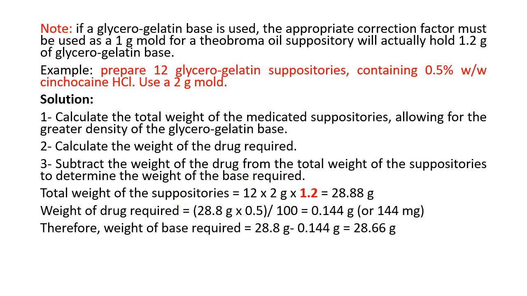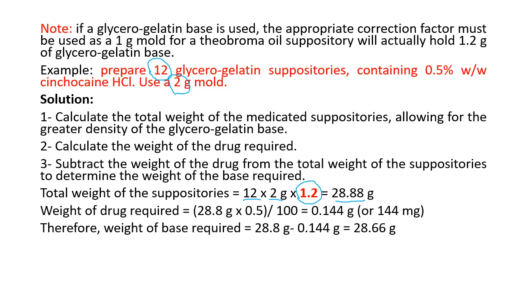So the weight of the suppositories will be 12, because in the example it asks to prepare 12 suppositories, times 2 because of the 2 gram mold here, and don't forget to multiply by the correction factor, which is 1.2, because we are using glycerogelatin base. This gives 28.88 grams, which is the total weight of the suppositories.